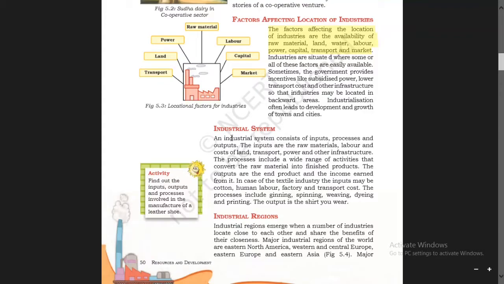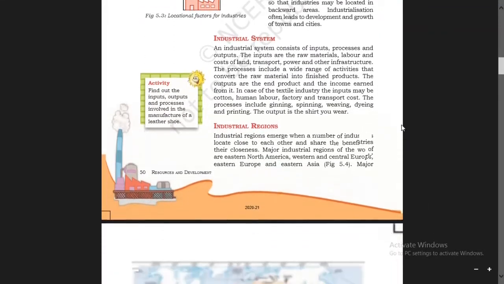Industrial system. An industrial system consists of inputs, processes, and outputs. The inputs are the raw materials, labor, and cost of land, transport, power, and other infrastructure. The processes include a wide range of activities that convert the raw material into finished products. The outputs are the end product and the income earned from it. In case of the textile industry, the inputs may be cotton, human labor, factory and transport cost. The processes include ginning, spinning, weaving, dyeing and printing. The output is the shirt you wear. Here you see the input and output of this industrial system.